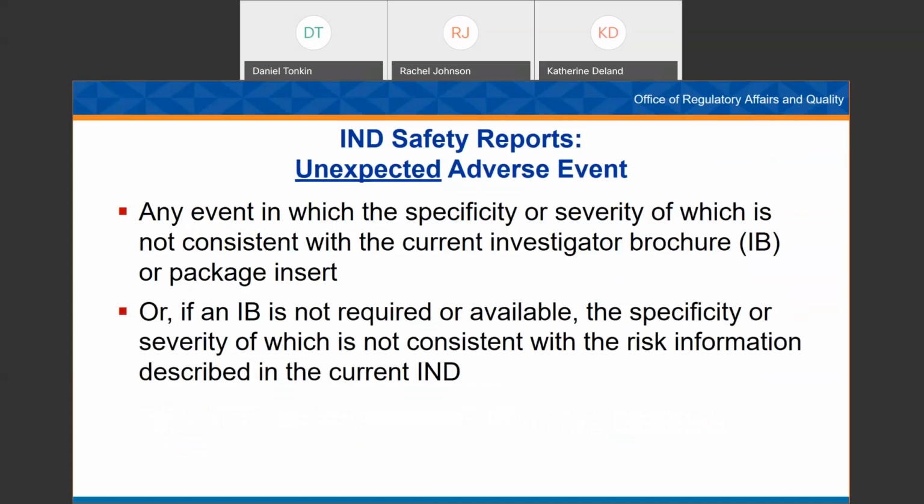An adverse event is considered unexpected if the specificity or severity of the event is not consistent with the current investigator brochure. Now, I mentioned that not all IND submissions need to include an investigator's brochure. So if you don't have one for your study, then it would be considered unexpected if the specificity or severity isn't consistent with the risk information that you included in your IND application. And anytime new adverse event information is received, it is the sponsor's responsibility to determine if the event meets this definition of being unexpected for the purposes of safety reporting.